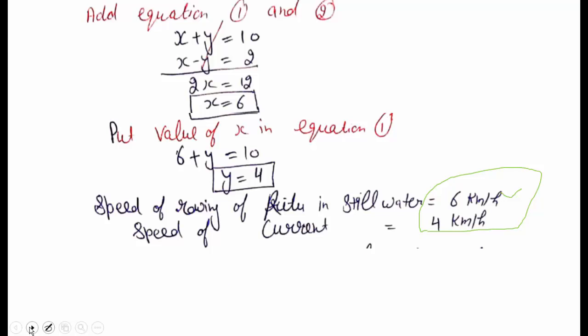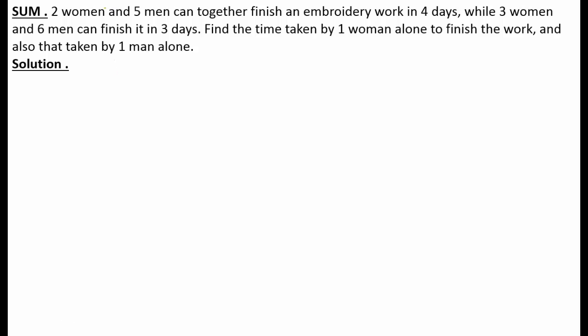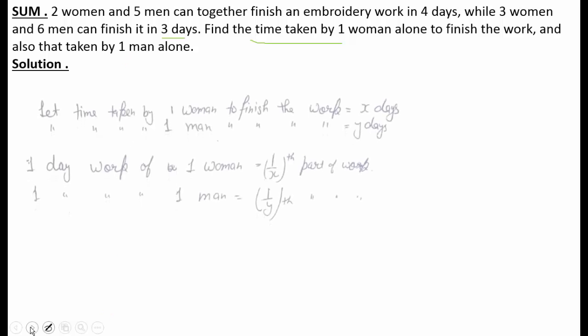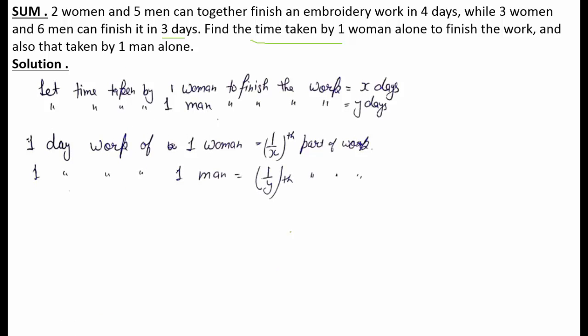Now the second question is: 2 women and 5 men can together finish a work in 4 days, while 3 women and 6 men can finish it in 3 days. Find the time taken by one woman alone to finish the work and also the time taken by one man alone. So here we are asked the time taken by one woman and by one man.